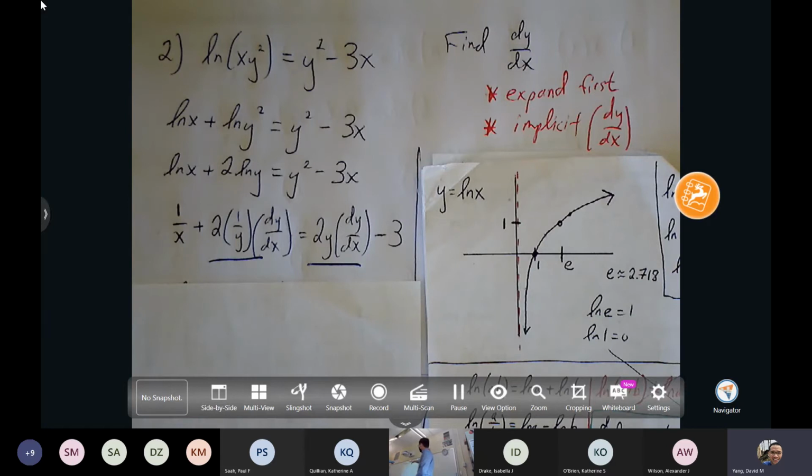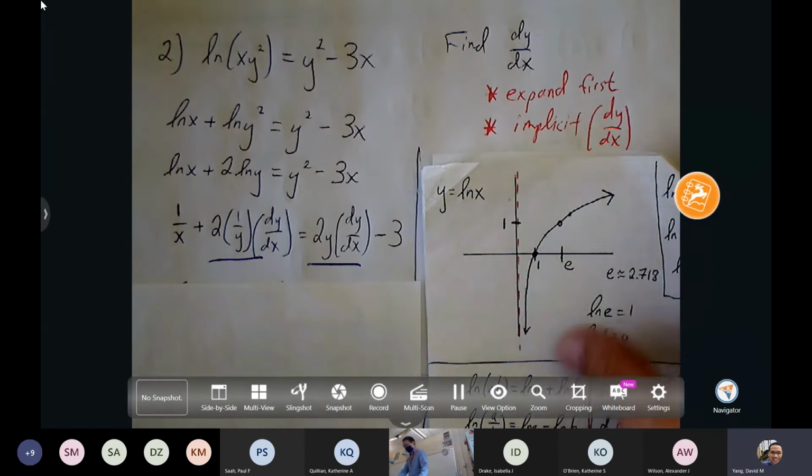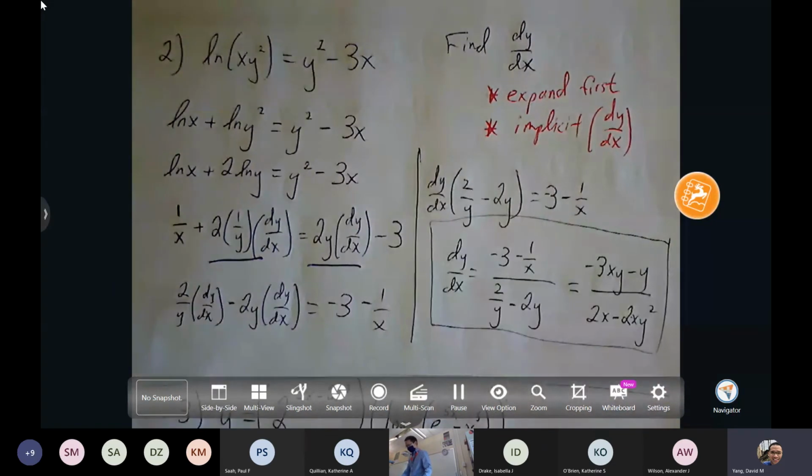So calculus steps end here. Now we're just trying to get dy dx by itself. So keep the dy dx terms on the left, move the non-dy dx terms to the right, factor dy dx out. You can leave your answer with complex fractions, that's okay. But if you find common denominators and clean up, it will look like this.